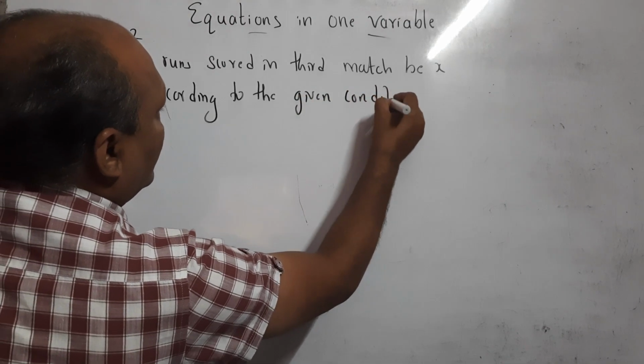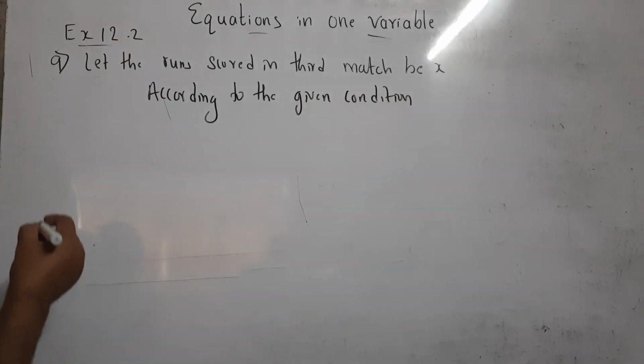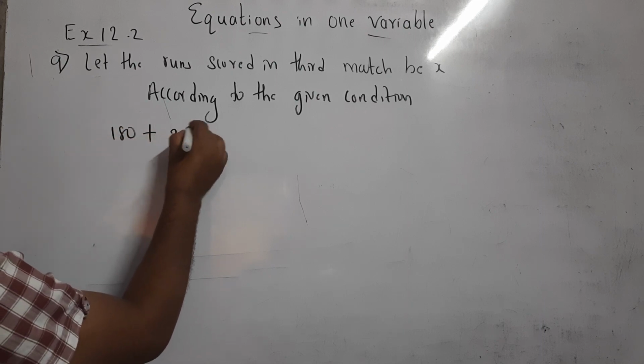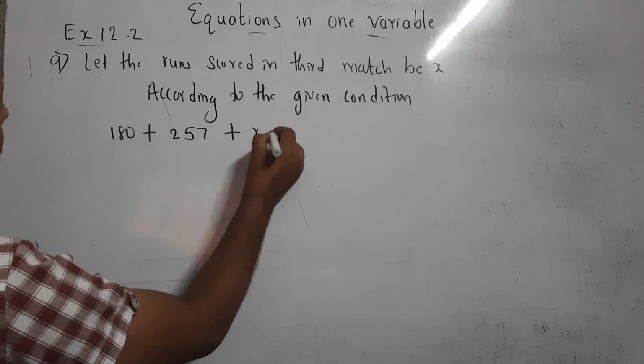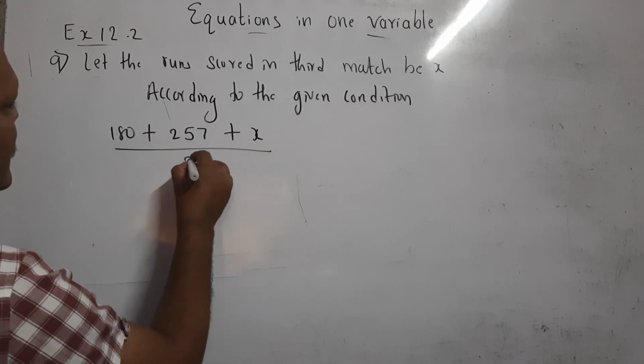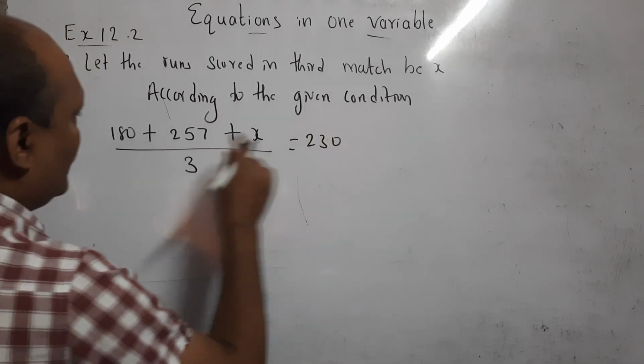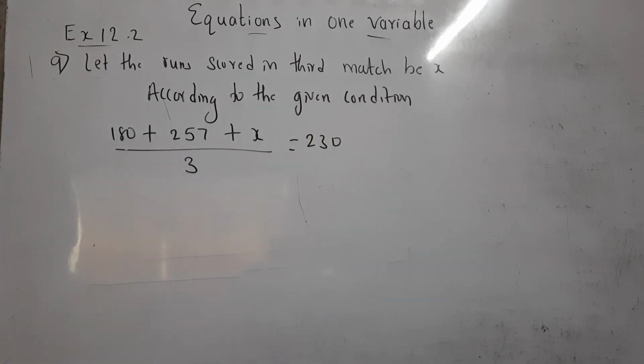According to the given condition, first match में he has scored 180 run, second match में he has scored 257, and the third match we have taken x, and the average is given to you. What the average given to you? 230. ये दोनों को प्लस करने का 180 plus 257 is how much?